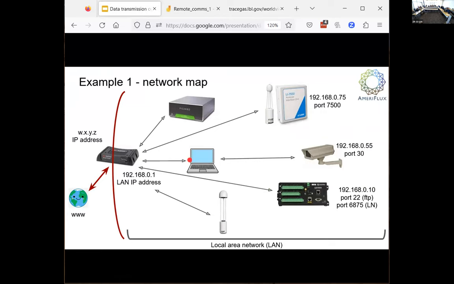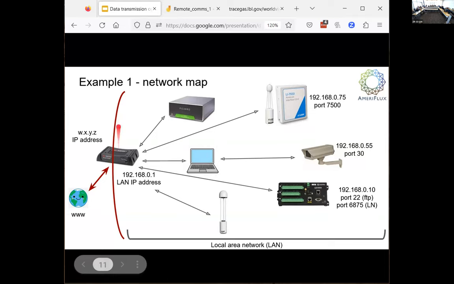Certainly in the Jamboard, I saw some questions about network infrastructure and IP addresses and confusion there. So here's a slide. There's a lot going on. I will try to just highlight a few items. For me, when I'm setting up network configurations, drawing it out is really helpful. And here's my conceptual diagram of a hypothetical network.